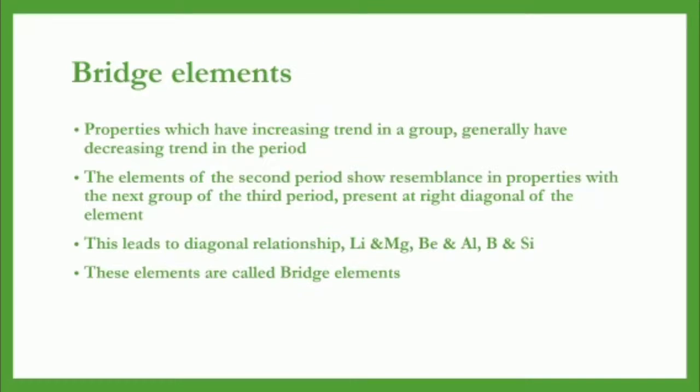We have seen this in the second period and third period. The second period element will show resemblance to the next group element of the third period. When you look into the periodic table, you could see lithium and magnesium possess the same property, beryllium and aluminum show the same property, and boron and silicon show the same properties. This one we call a bridge element.